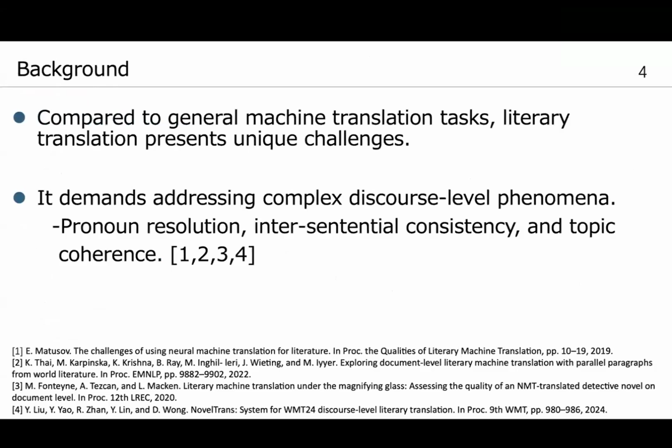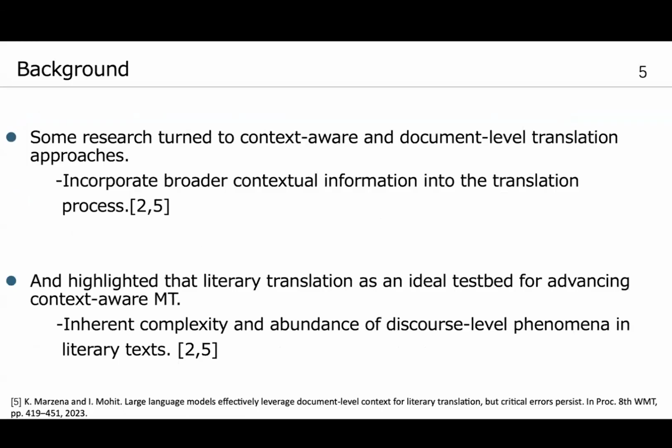In the literary machine translation domain, compared to general machine translation tasks, literary translation presents unique challenges. It demands addressing complex discourse-level phenomena, for example, pronoun resolution, intersentential consistency, and topic coherence. Therefore, some research turns to context-aware and document-level translation approaches, which incorporate broader contextual information into the translation process.